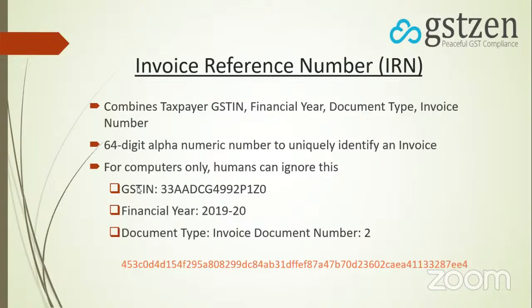So if you have generated an e-invoice for document number 5 during 23-24 for an invoice, you will not be able to use the same number again to generate an e-invoice for an invoice. It is only for computers. You can ignore this. This is an example. If your GST number is this, financial year is 1920, document type is invoice, document number 2, using these 4 parameters, this IRN has been given by the IRP.